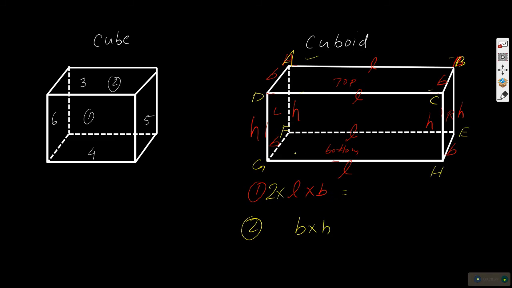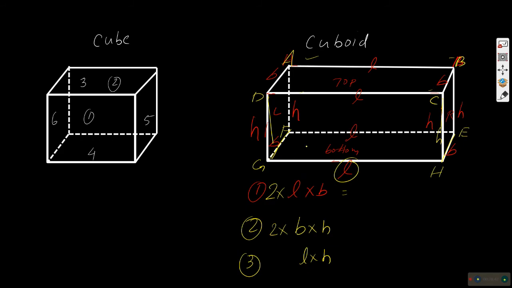And second, I already took the length into breadth case, and if I am taking breadth into height, this is the breadth and this is the height, such also 2 are there. And if I consider the third pair, it is length into height. This is the length and this is the height, the front and back, I would say.